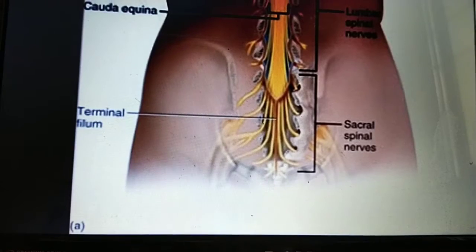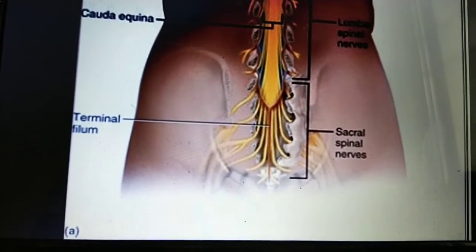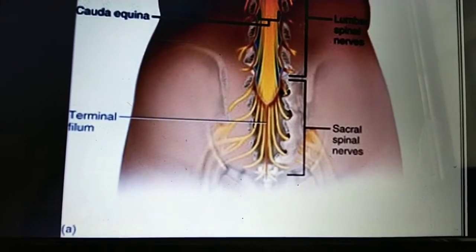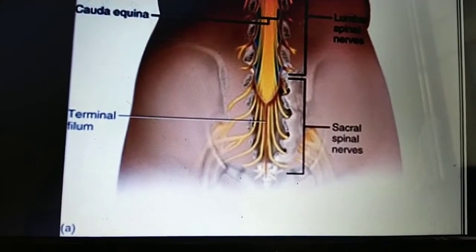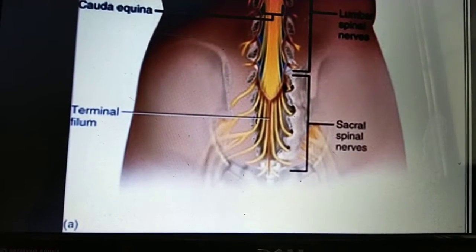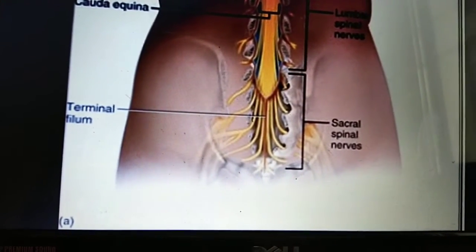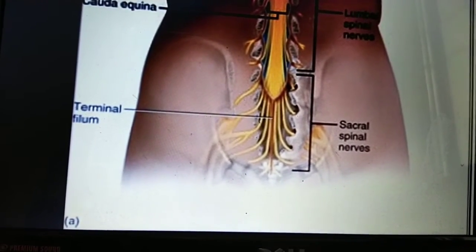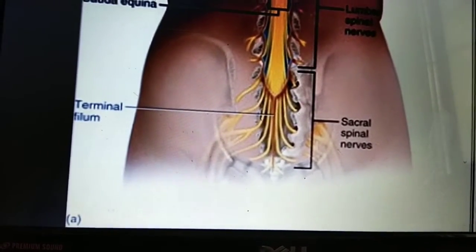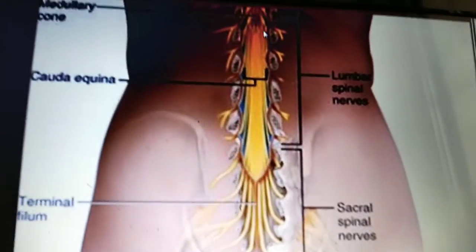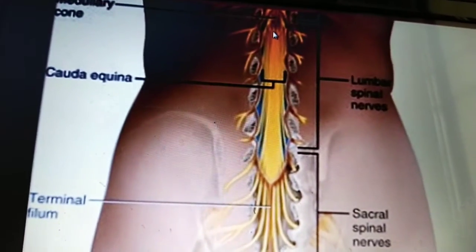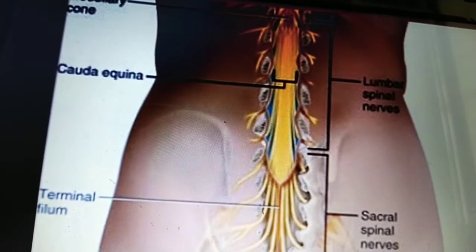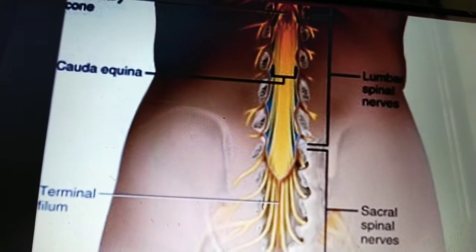This is the medullary cone or conus medullaris, the tapered lower end of the spinal cord. You can see here it is the tapered end of the lower spinal cord. It occurs at the level of L1, which means lumbar vertebral level L1, or it may be L2. The medullary cone is present at the level of L1 or L2. It is the tapered lower end of the spinal cord.